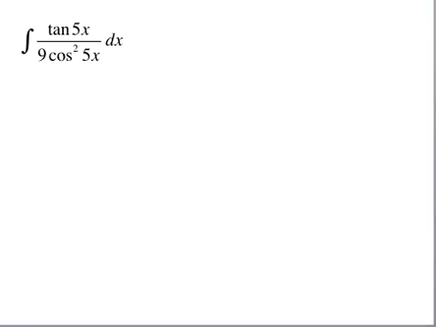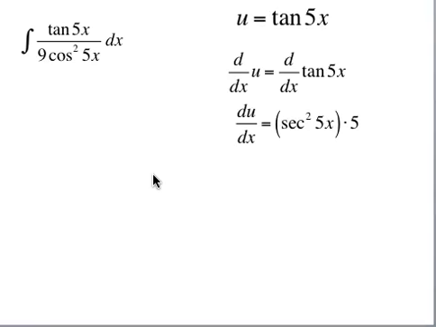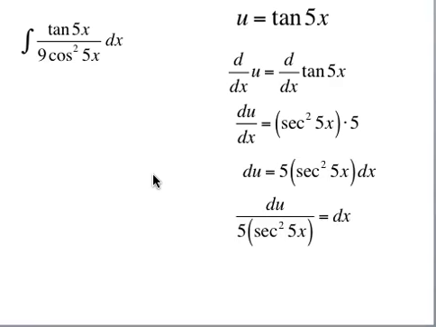What is another way for me to do this? I'm going to solve it with the u substitution without converting to sines and cosines. I know the derivative of tangent is secant squared, and secant squared is what we have here because we have cosine squared downstairs. So watch this happen. u is tangent of 5x. The derivative is secant squared of 5x times 5, thanks to the chain rule. So solving for du, multiplying by dx, du will be 5 secant squared 5x dx. And du divided by 5 secant squared 5x is going to equal dx.